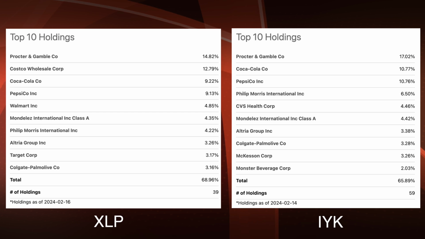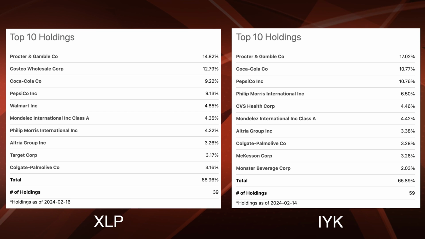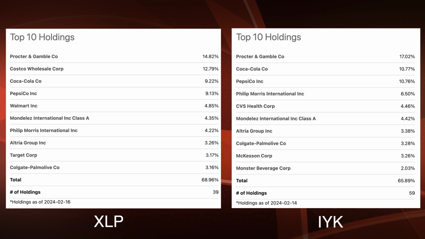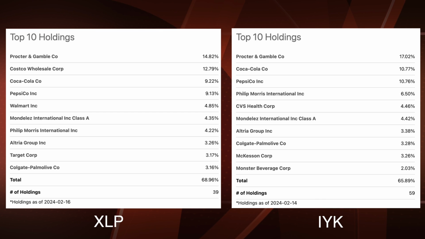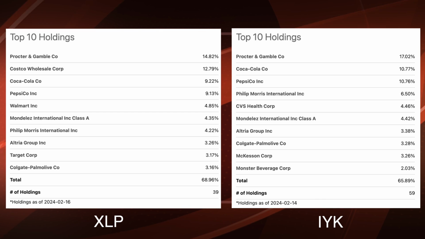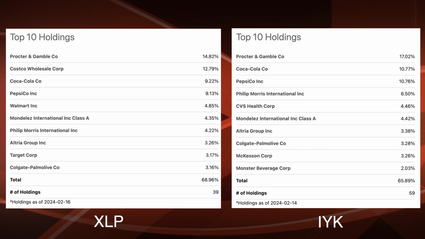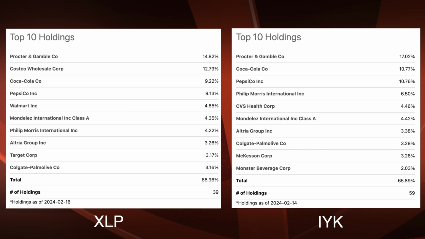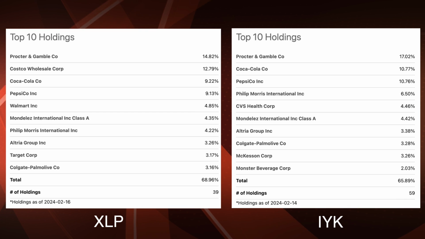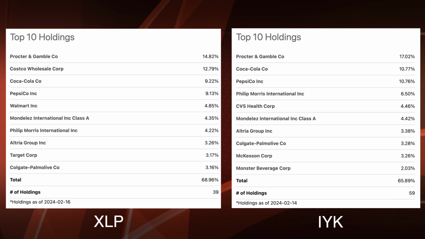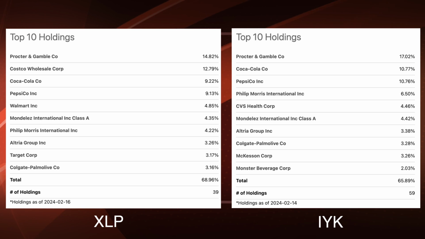Now let's take a look at the top holdings of each side by side. The top holdings for XLP include Procter & Gamble, Costco, Coca-Cola, PepsiCo, and Walmart. In total, the ETF has 39 total holdings, and the top 10 account for nearly 69%. Looking at IYK, their top holdings include Procter & Gamble, Coca-Cola, PepsiCo, Philip Morris, and CVS. In total, the ETF has 59 total options, with the top 10 accounting for 66%.